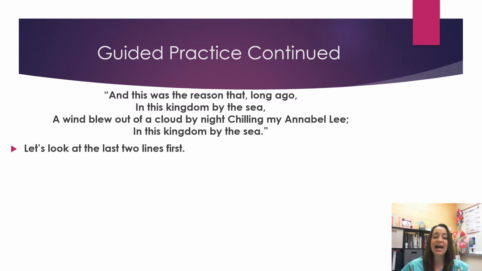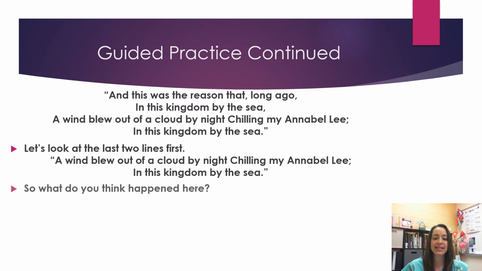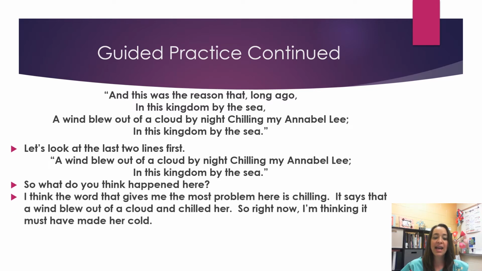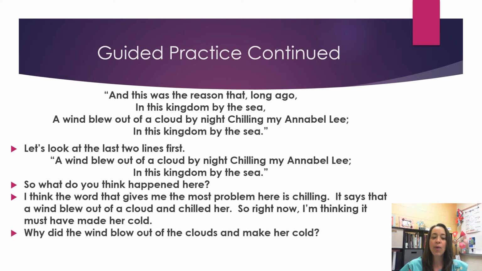Let's look at the last two lines first. A wind blew out of a cloud by night, chilling my Annabel Lee, in this kingdom by the sea. So what do you think happened here? I think the word that gives me the most problem here is chilling. It says that a wind blew out of a cloud and chilled her. So right now, I'm thinking it must have made her cold. Why did the wind blow out of the clouds and make her cold?